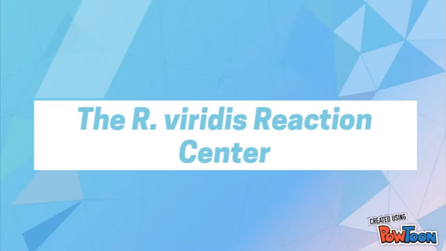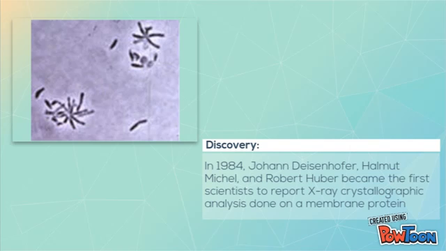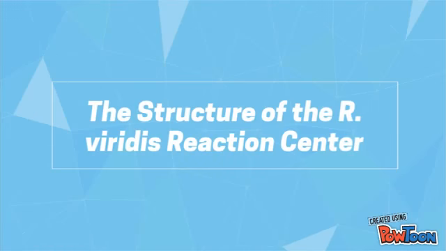A major advancement for reaction center research was made when the R. viridis reaction center was characterized. In 1984, a group of scientists used X-ray crystallography to analyze a membrane protein, and this membrane protein happened to be from a photosynthetic purple bacterium known as R. viridis. In particular, that membrane protein was the reaction center of R. viridis. Now we're going to take a look at its structure.